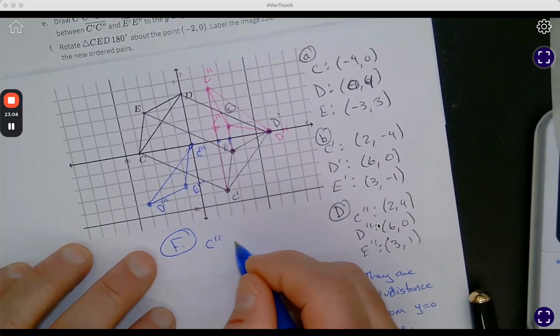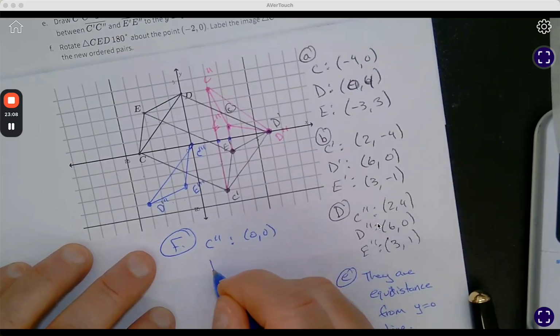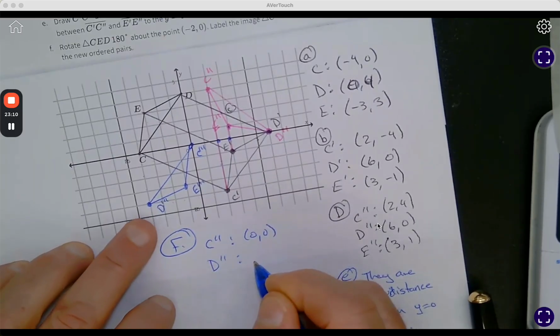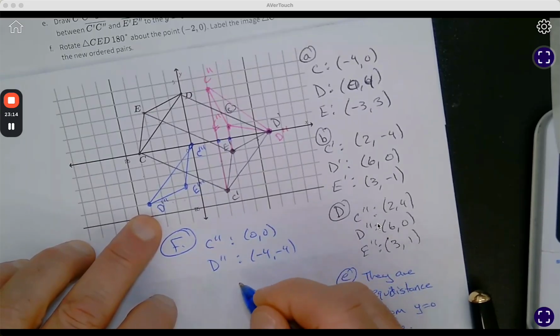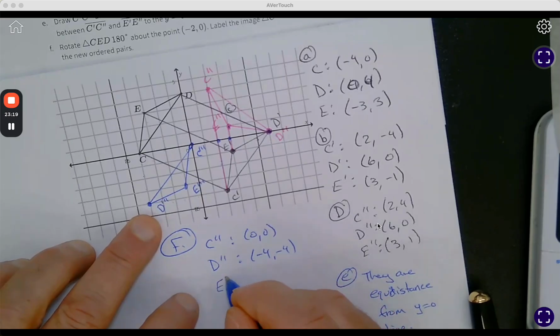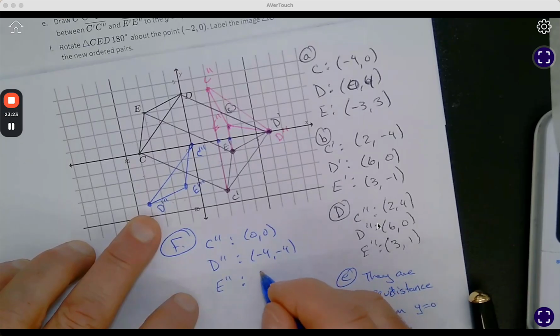C double prime. Hey, that's 0, 0. That's the origin. D double prime. That's -4, -4. E double prime. That's -1, -3.